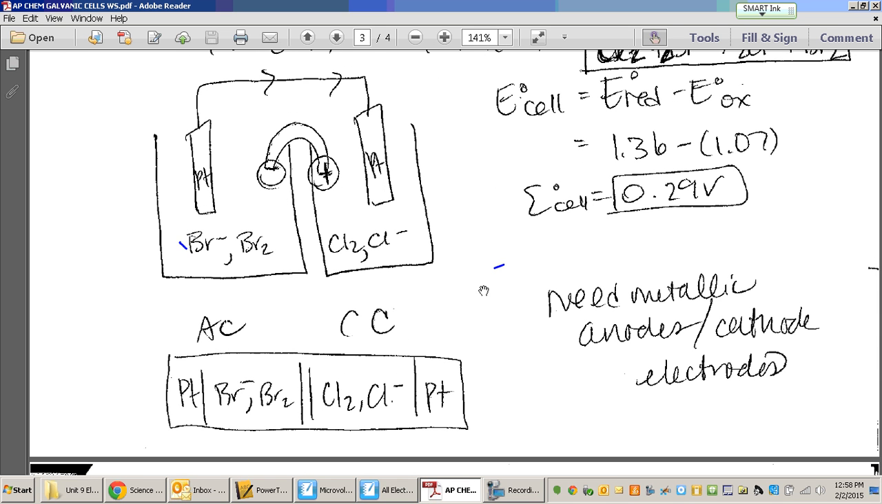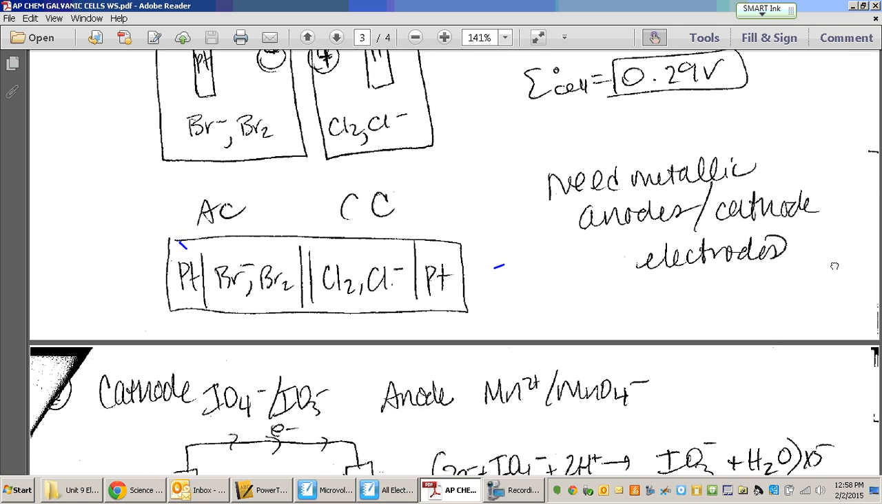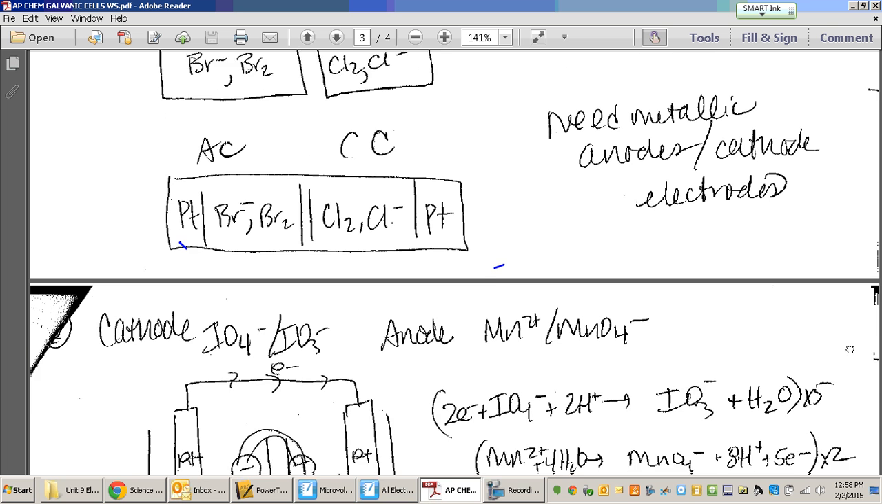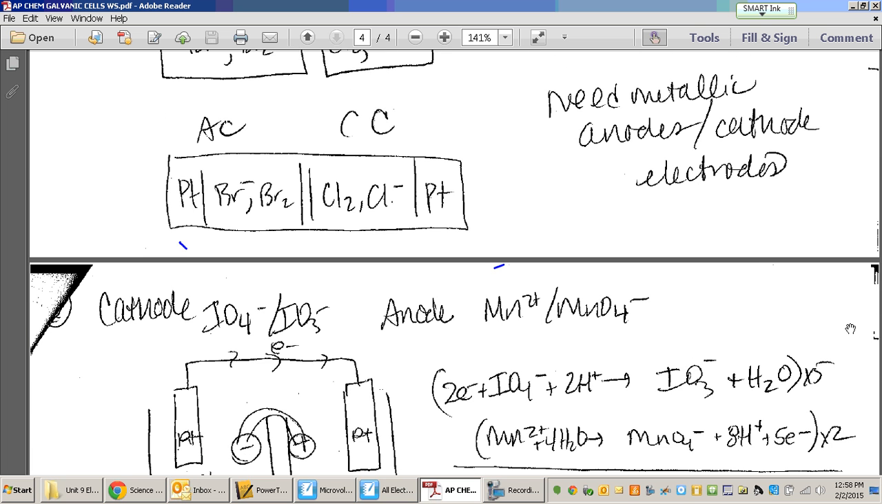So then in my drawings, I had platinum and platinum because I had no solids whatsoever. So I put both my ion and my product here, and then my reactant, which was chlorine, and my product here, because they both have to be represented to show the whole half reaction that's going on. And when you draw out your line diagram, platinum, 2 bromide things, double line salt bridge, 2 chloride things, and then platinum. Or graphite, whatever you want to do.